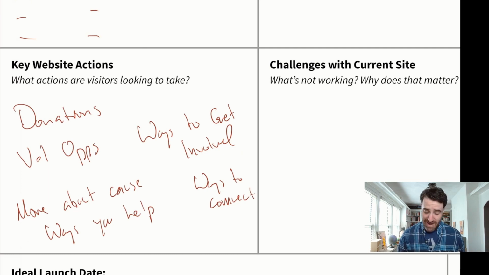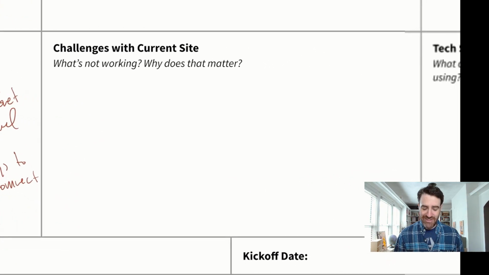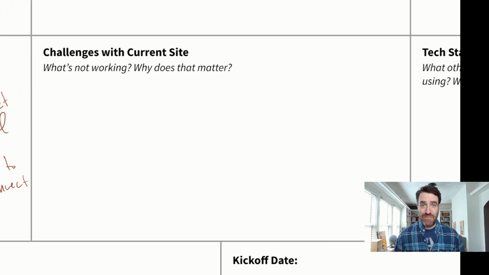Maybe they're looking for information about events that you run. Again, this will be unique to your audience and to the ways that you interact with them, but really hone in on what actions your visitors would be looking to take. And then once you get really clear on that, you can work backwards to what features are going to help your visitors get there.